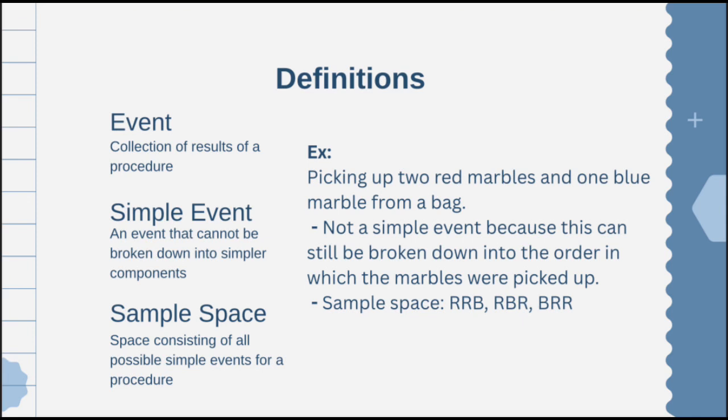And then continuing on this example, there's the sample space, and that's all the possible simple events for a procedure. So this would include red, red, blue, blue, red, red, and so on.